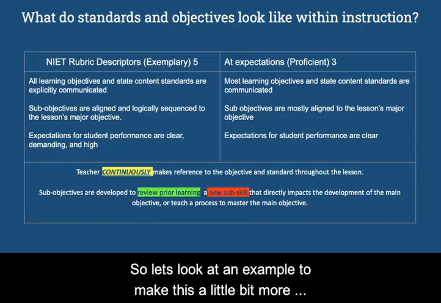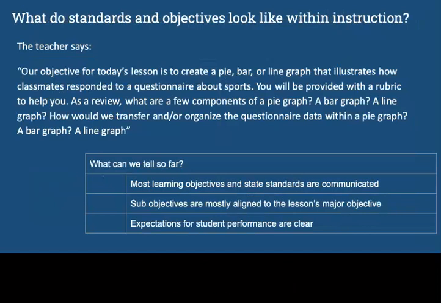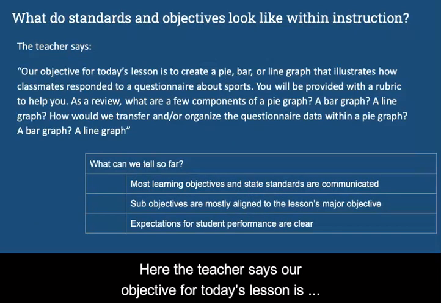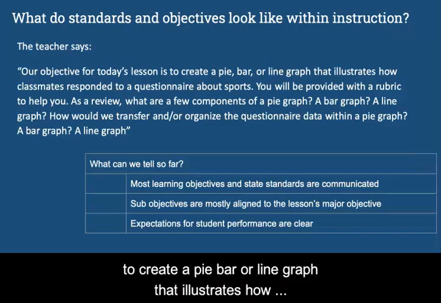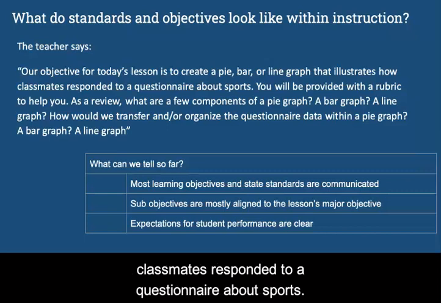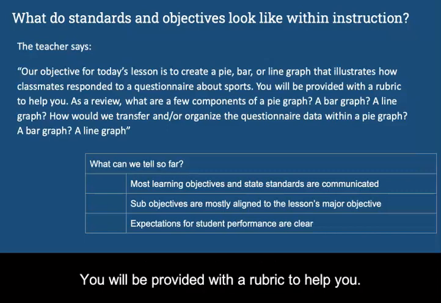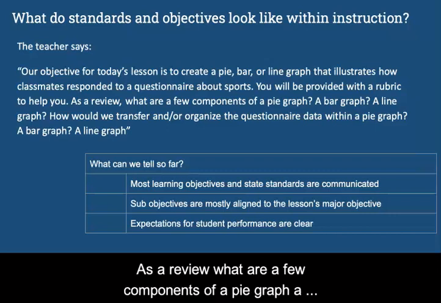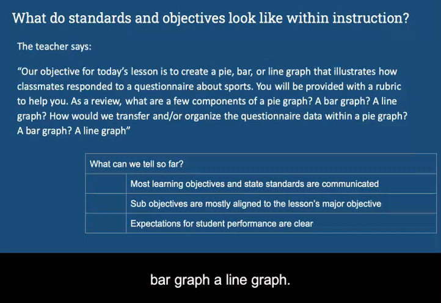So let's look at an example to make this a little bit more clear for you all. Here, the teacher says, our objective for today's lesson is to create a pie, bar, or line graph that illustrates how classmates responded to a questionnaire about sports. You will be provided with a rubric to help you. As a review, what are a few components of a pie graph, a bar graph, a line graph?